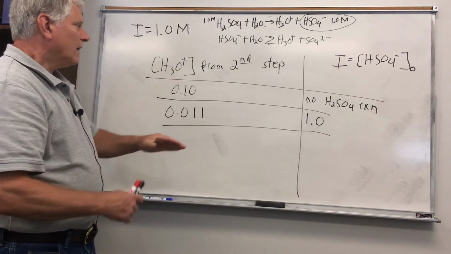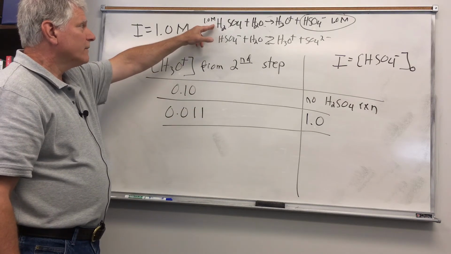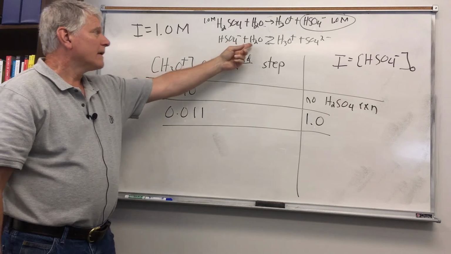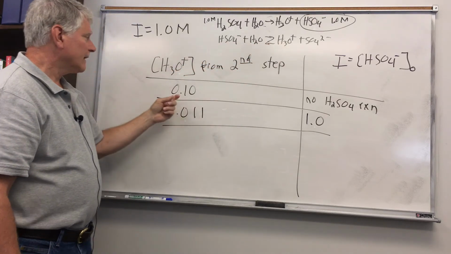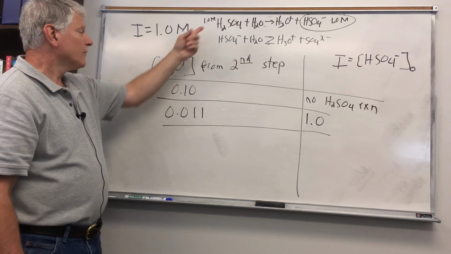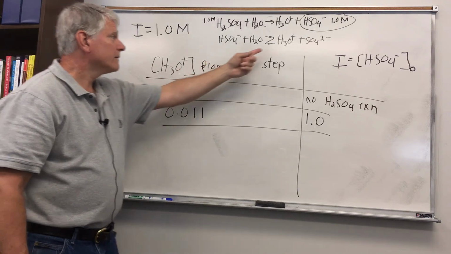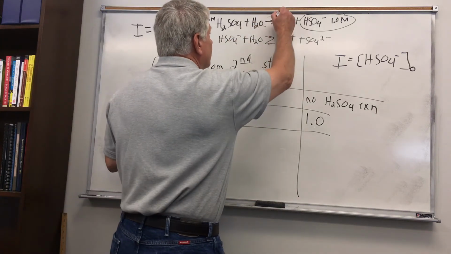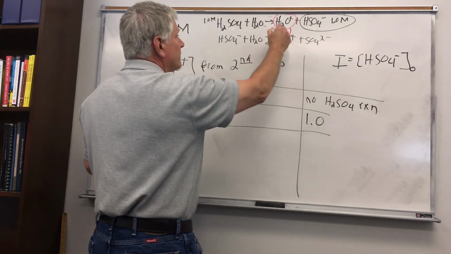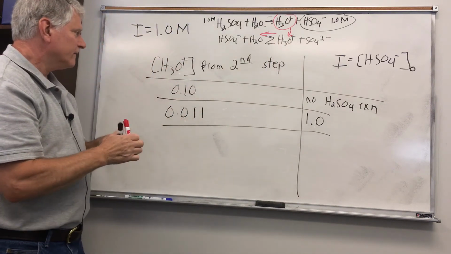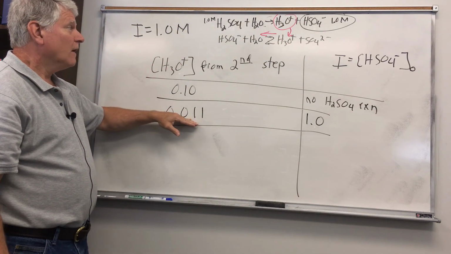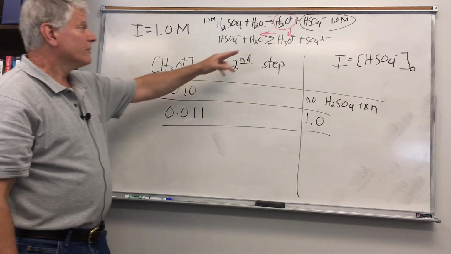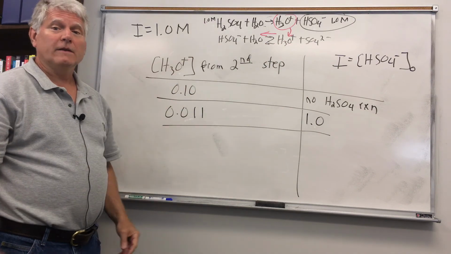So now you see that allowing the first step to exist in solution has suppressed the amount of H3O+ that's produced from the second step. So without the first step, it's 0.1 molar H3O+ produced. But if we include the first step, this H3O+ is suppressing the second reaction. So now we only have 1/10 of the H3O+ formed from the second reaction. So the first reaction has suppressed the second reaction.